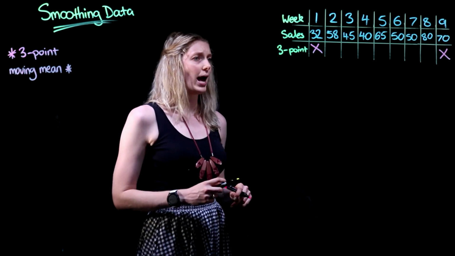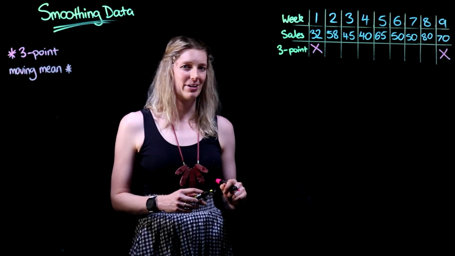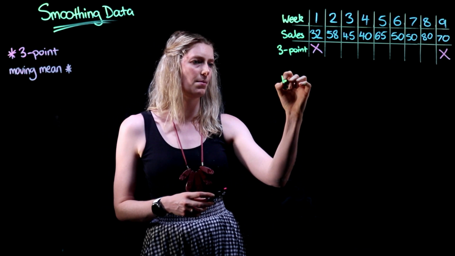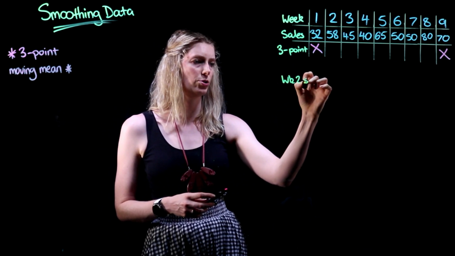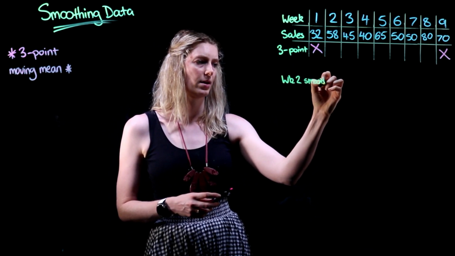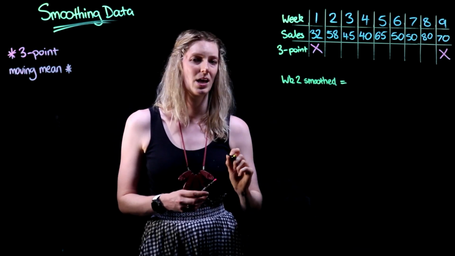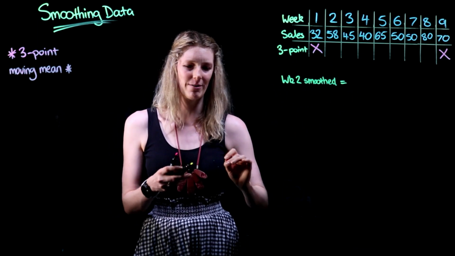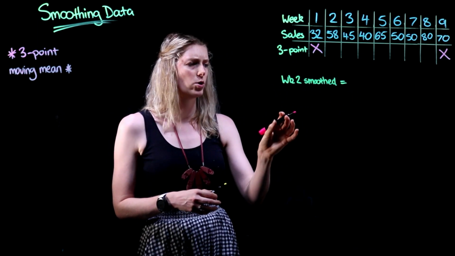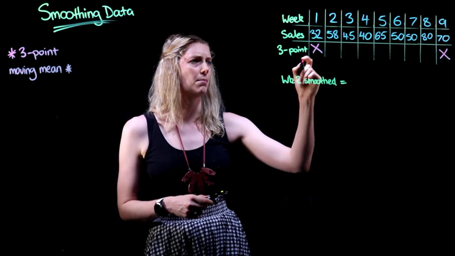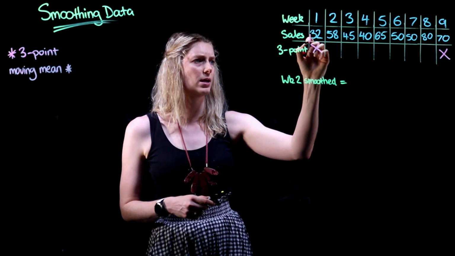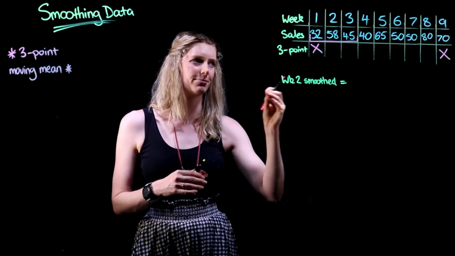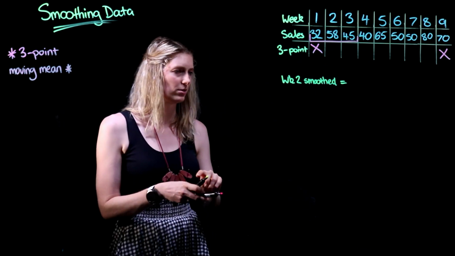Now we're going to have a go at some of these data values here, and I'm going to start off by taking my week 2 value and smoothing it. So remembering our week 2 is going to be our center value. So if we want to do a 3-point moving mean, we are considering the point above as well as the point before our week 2 value.